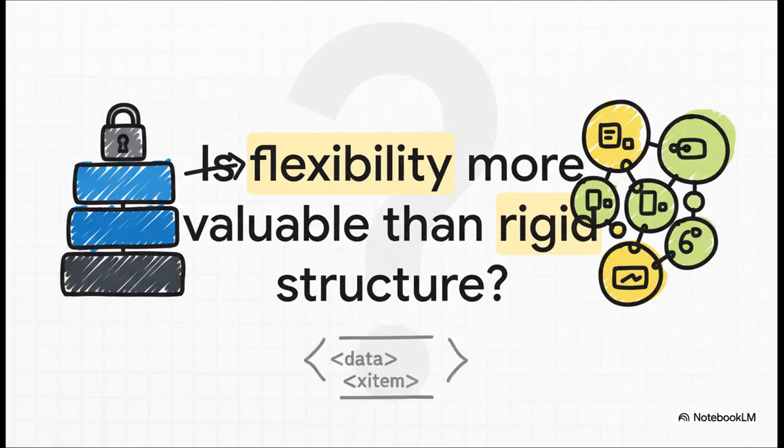So, I'll just leave you with this to chew on. In a world that's creating more and more complex data every single second, what's more valuable for our future? Is it the absolute rock-solid predictability of a rigid system? Or is it the adaptive, evolutionary power of a flexible one?